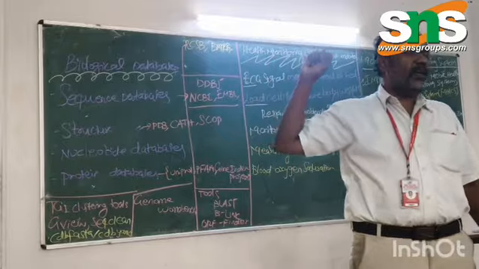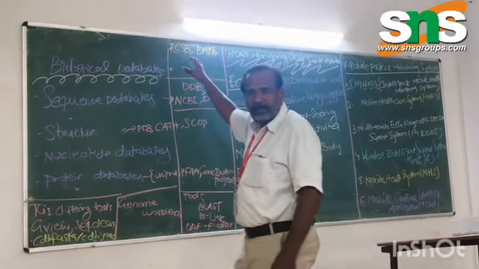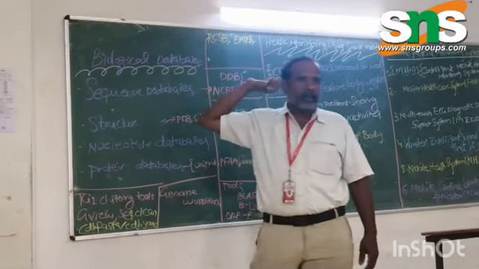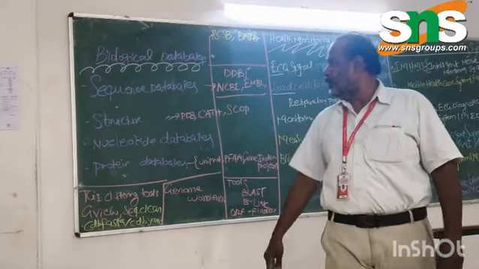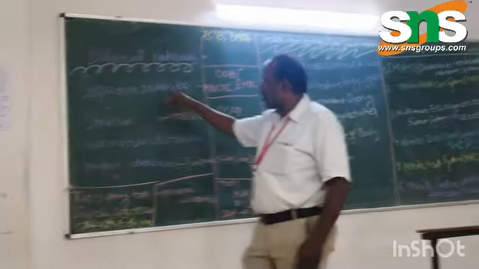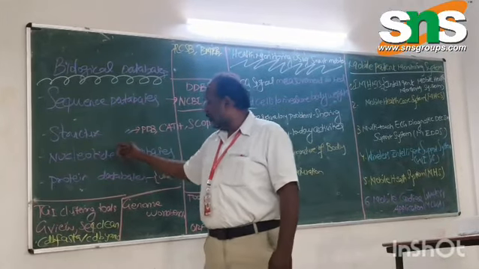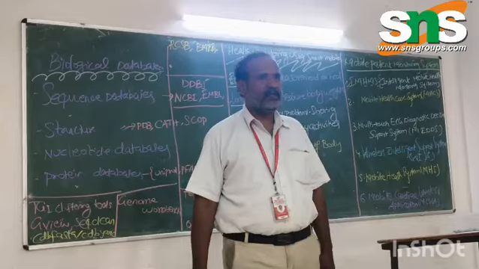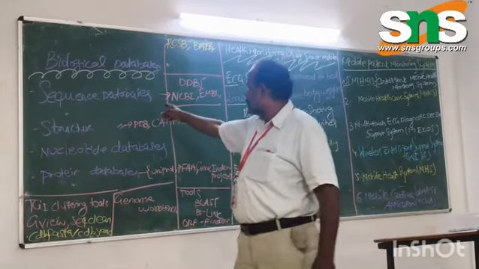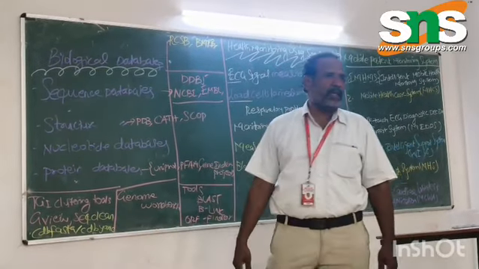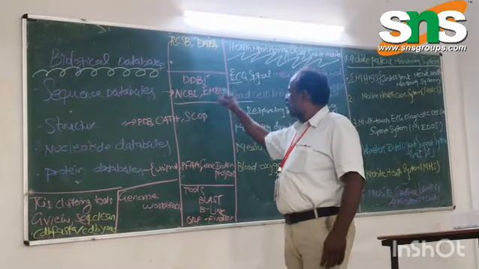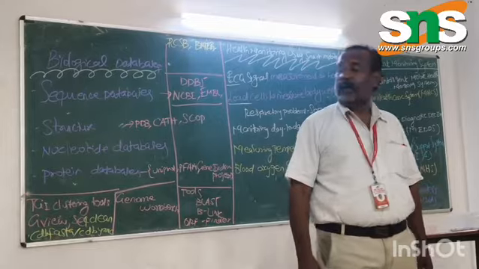the various biological databases available. Let me give an example. The biological databases are classified into 4 types: sequence database, structure database, nucleotide database, and protein database. Under the sequence database, we will have examples like NCBI, EMBL, followed by DDBJ.